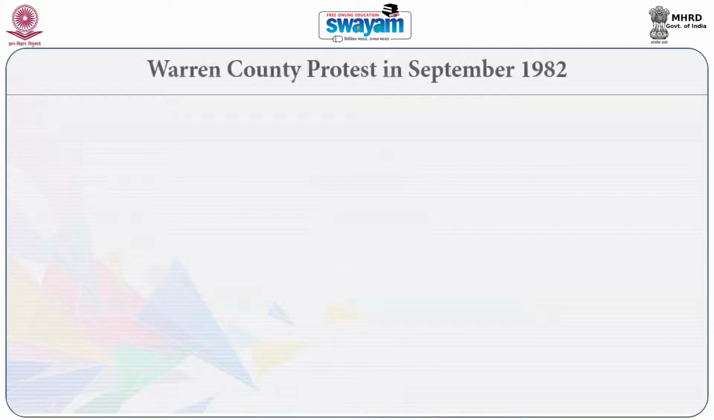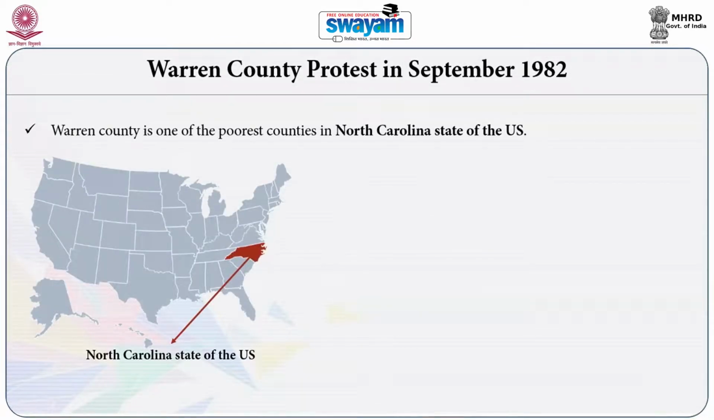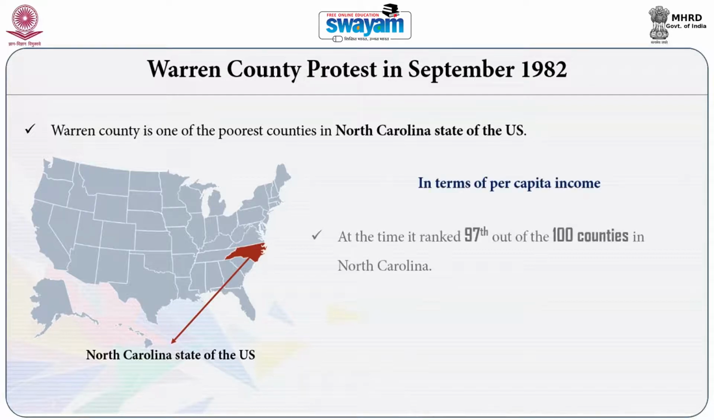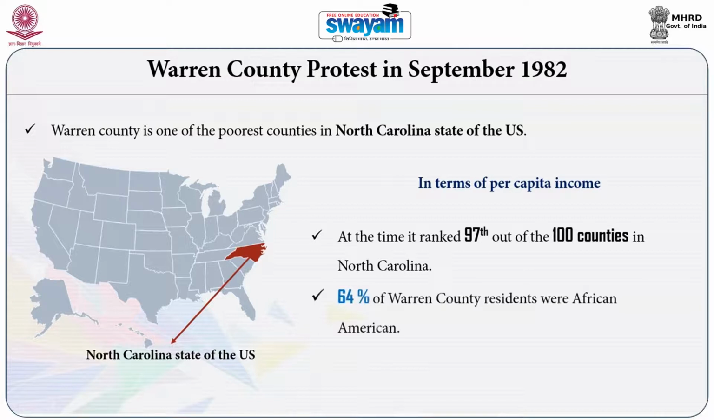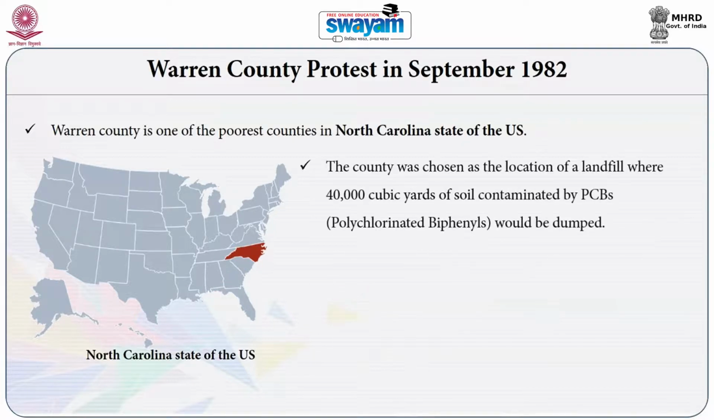Let's take a look. Warren County is one of the poorest counties in North Carolina state of the US. In terms of per capita income, at the time, it ranked 97th out of 100 counties in North Carolina. 64% of Warren County residents were African American. The county was chosen as the location of a landfill where 40,000 cubic yards of soil contaminated by PCBs, or polychlorinated biphenyls, would be dumped.